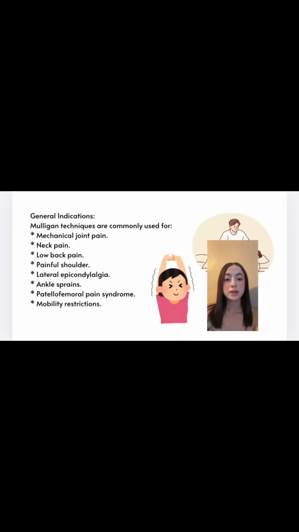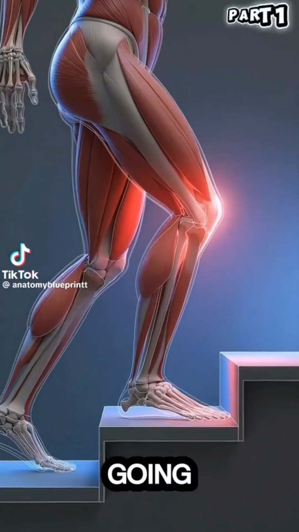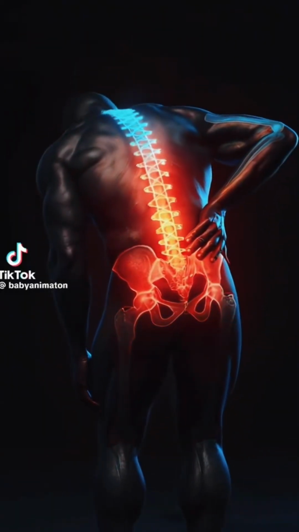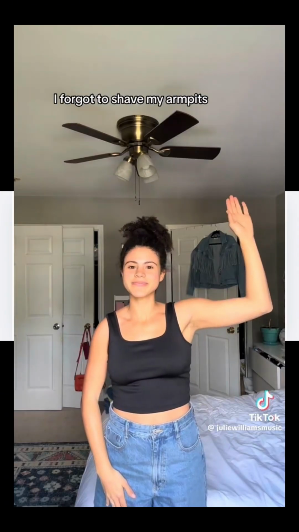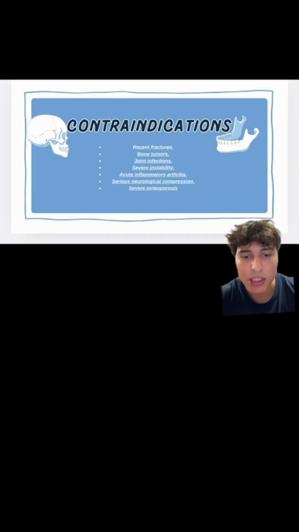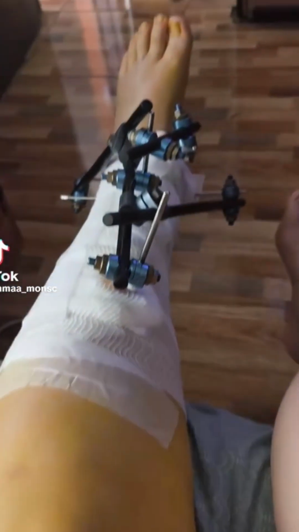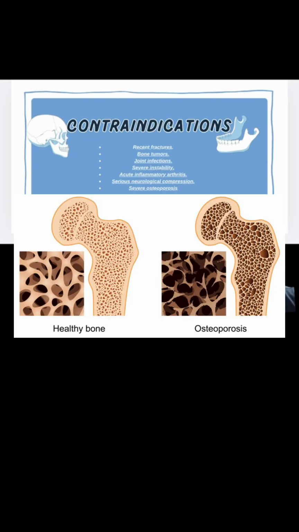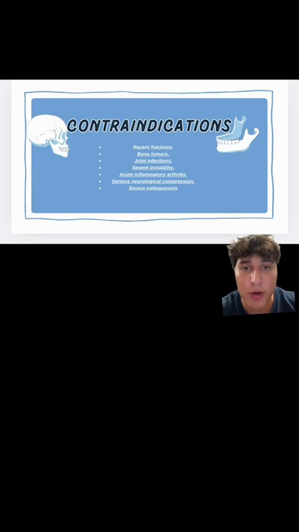General indications: Mulligan techniques are commonly used for mechanical pain, neck pain, low back pain, painful shoulder, lateral epicondylalgia, ankle sprains, patellofemoral pain syndrome, and mobility restrictions. Contraindications: Mulligan techniques should not be used in cases of recent fractures, bone tumors, joint infections, severe instability, serious neurological compression, severe osteoporosis, and acute inflammatory arthritis.